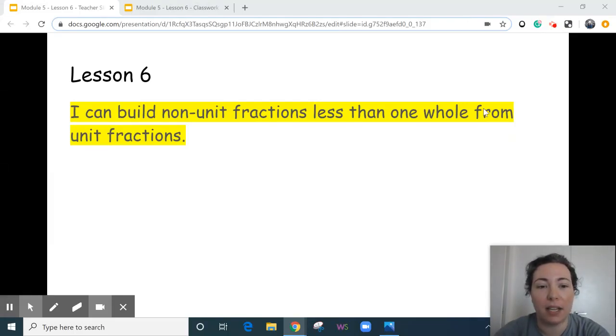Today we are talking about using non-unit fractions less than one whole from unit fractions. So far in math, we've been talking about unit fractions like 1/4, 1/3, fractions that have a 1 as the denominator. So today we're going to be exploring more about how we have numbers other than 1 in the numerator and what that looks like.